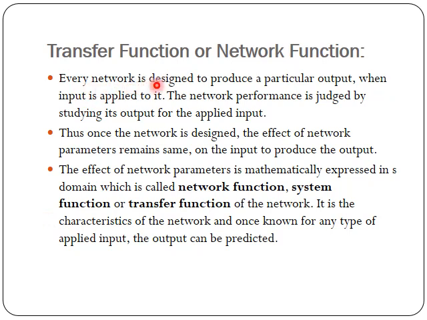Every network is designed to produce a particular output when the input is applied. The network performance is judged by studying its output for the applied input. Thus, once the network is designed, the effect of network parameters remains the same on the input to produce the output. The effect of network parameters is mathematically expressed in the S domain, which is the Laplace domain, and is called the network function. It is also sometimes referred to as the system function or the transfer function of the network.